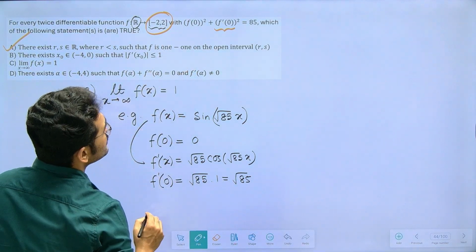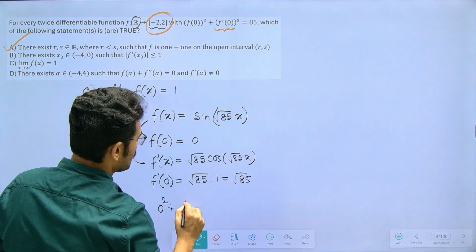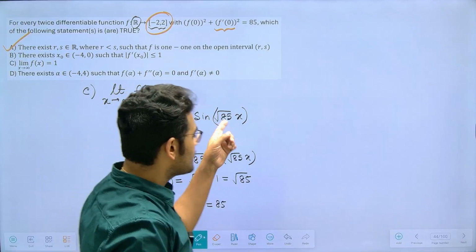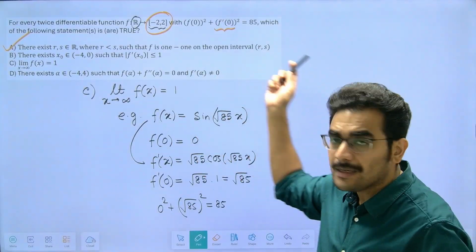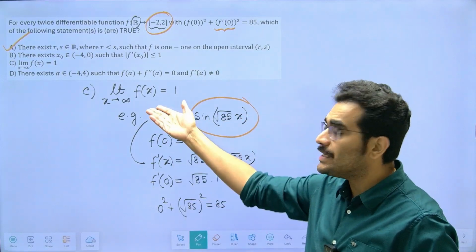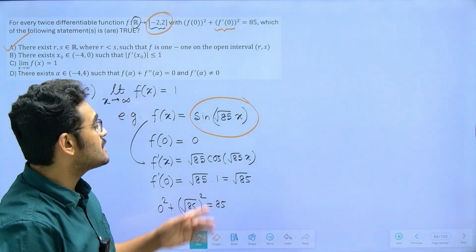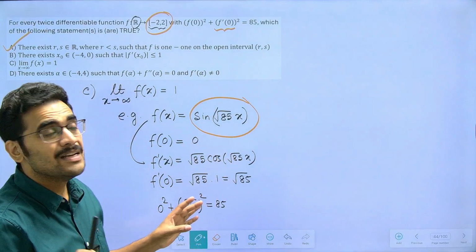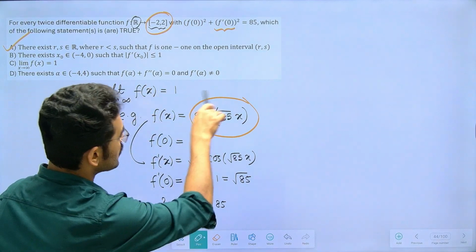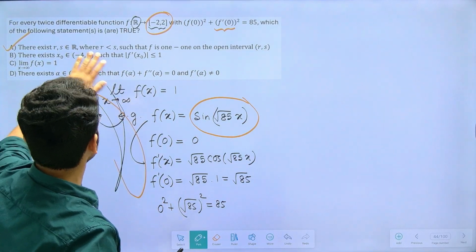You see, the condition is f(0)², that is 0 square, plus f'(0)², that is root 85 square, is equal to 85. So this function is satisfying all the possible conditions given here. But this particular function is a periodic function, the sine function. At infinity, the function will just oscillate between minus 1 and 1 without any tendency. So the limit as x tends to infinity for this function does not exist. So we cannot say that for all such functions the limiting value has to be 1. That is a wrong statement, because for this example the limit does not exist at infinity. So option C is not correct.